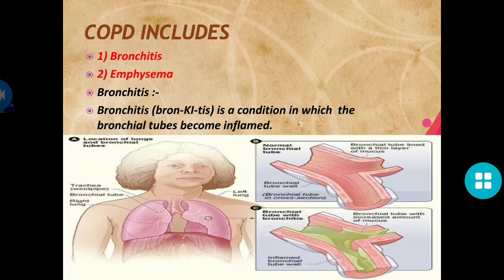Next, COPD includes. It means COPD is a chronic disease, but it has two more types included in it. First is bronchitis and second is emphysema. Bronchitis is a condition in which the bronchial tubes become inflamed. You can see in this picture how the alveoli of the lungs have inflamed in that.